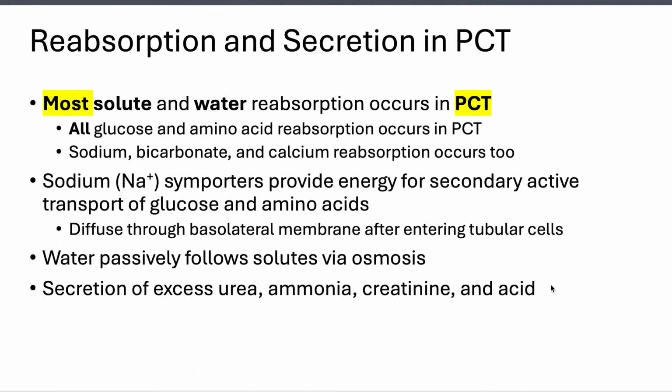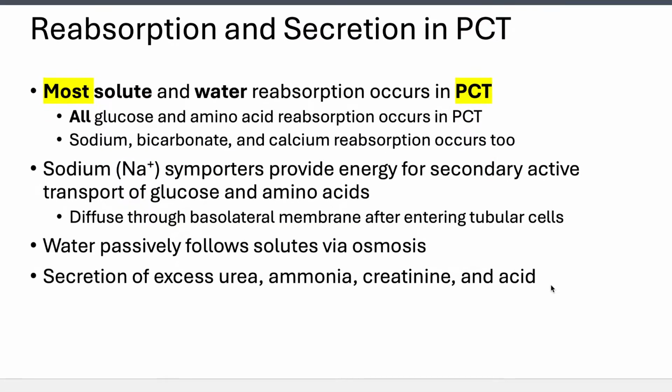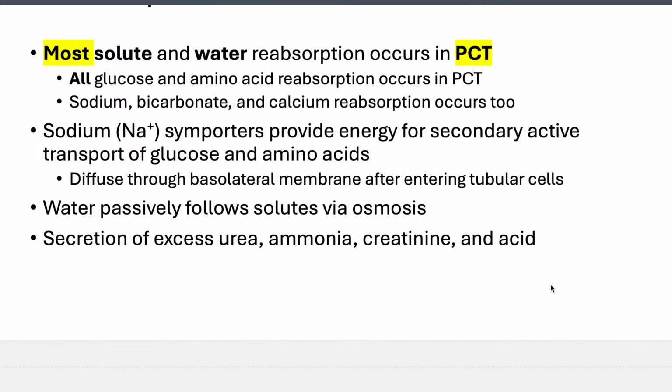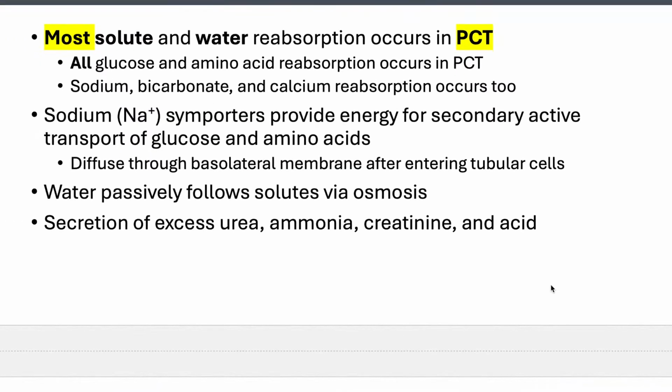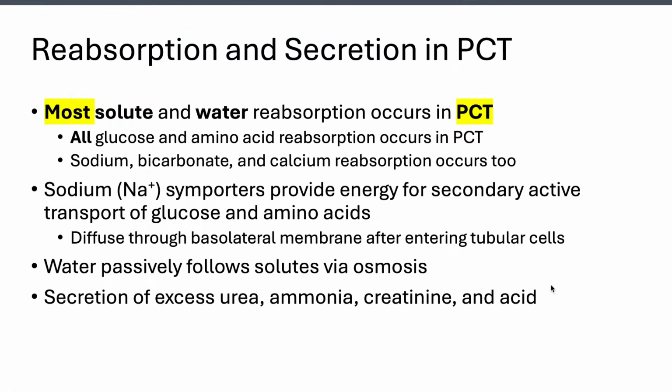All right, so diffuse through the basolateral membrane after entering tubular cells. Remember, the basolateral membrane is the side of the interstitial fluid and not the lumen. Water passively follows solutes via osmosis. Right, and secretion of excess urea and ammonia and creatinine and acid.